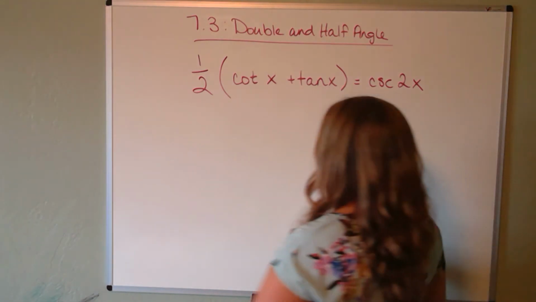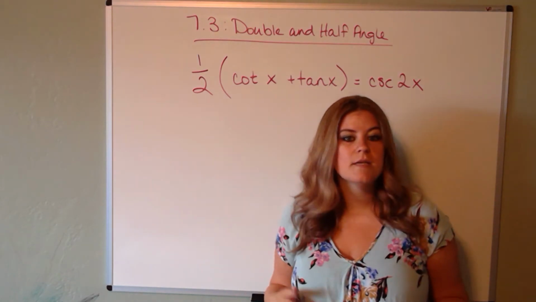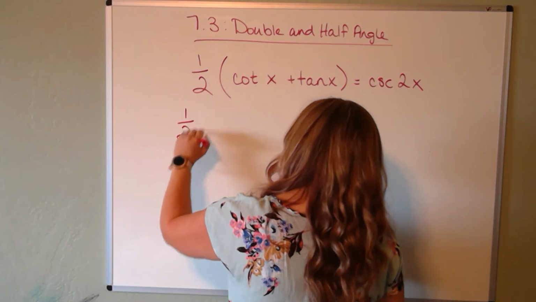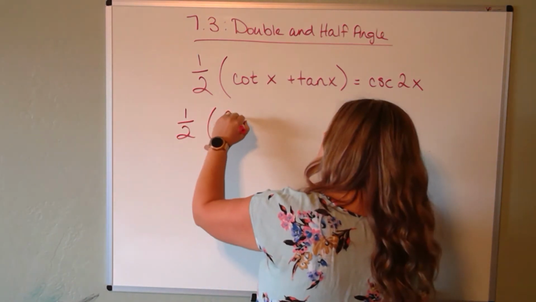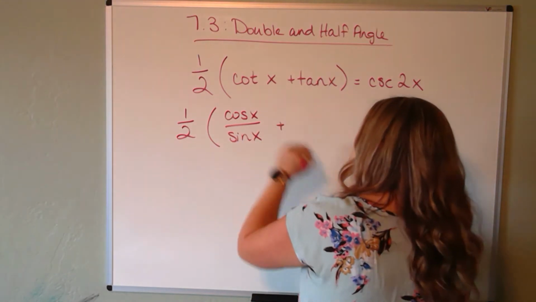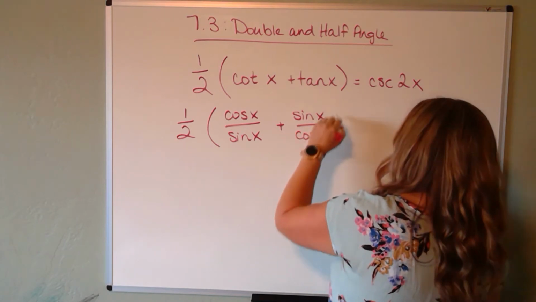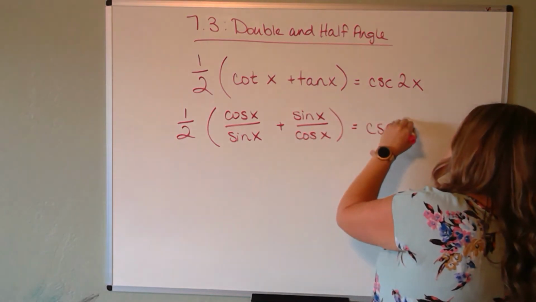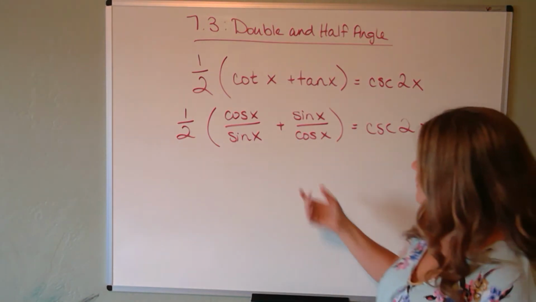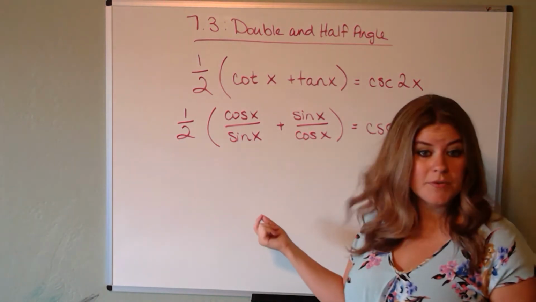So I'm starting here. The first thing I'm going to do, because it usually helps, is turn these into sine and cosine. So I have 1/2, cotangent is cosine x over sine x plus tangent, I know that's sine over cosine, and it still equals this because I don't touch this. All right, so I've got these two fractions. What do I want to do when I have two fractions? Well, I want to put them together, right?